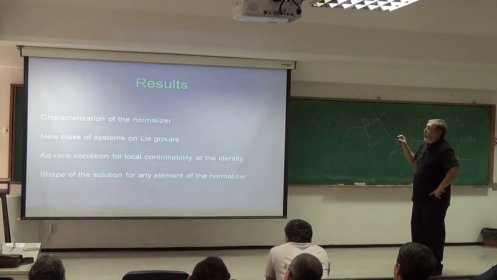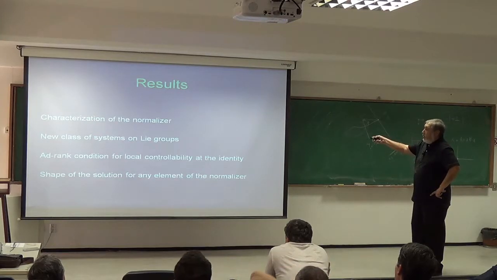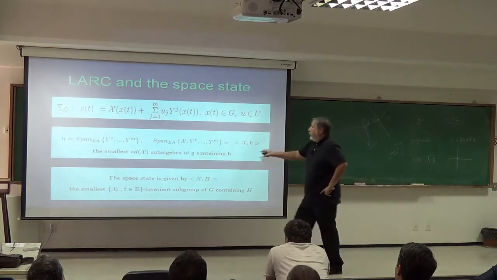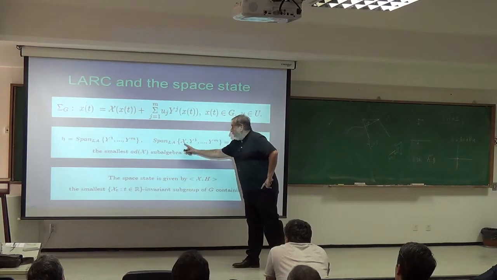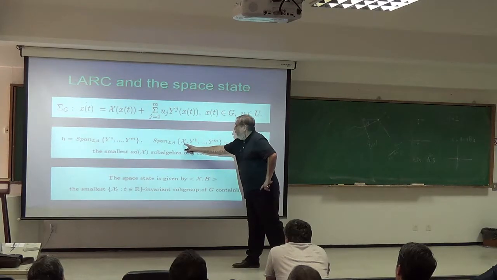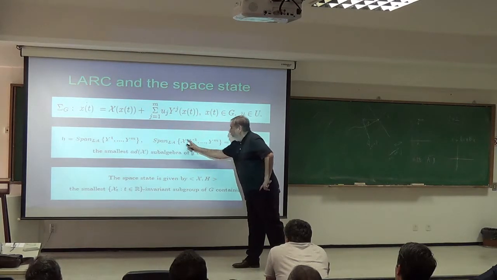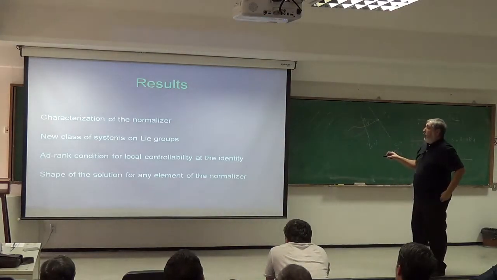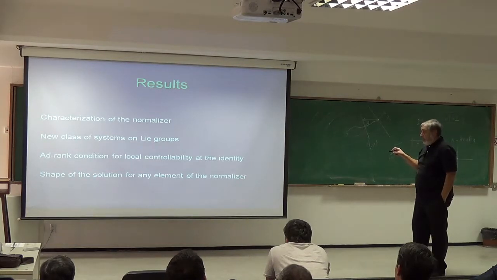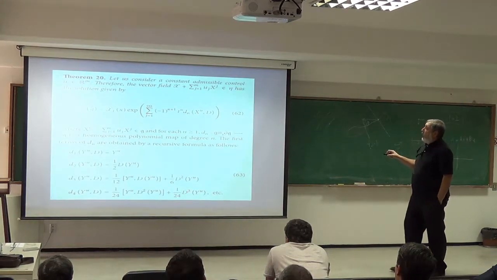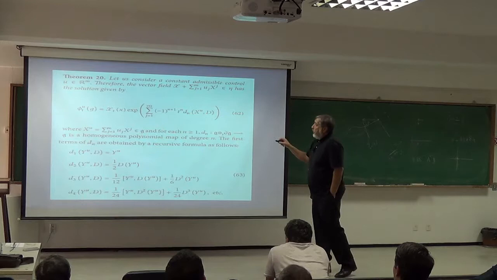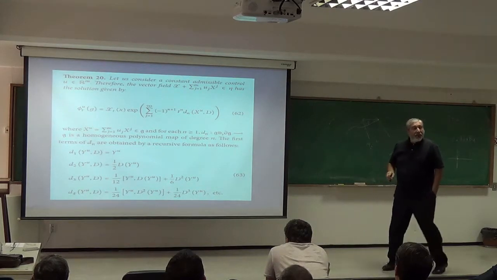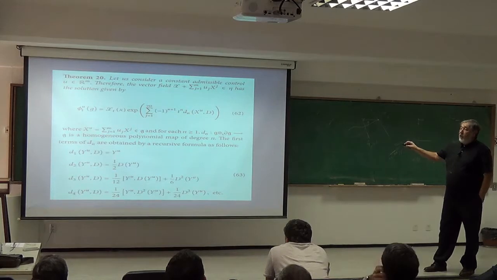Well, with Professor Tirado, we characterize the normalizer. We define this new class of systems. We prove that the rank condition means you drop the Lie algebra. You just take this and take the vector, the adjoint, but you don't consider the Lie algebra. This is stronger. And then you can prove that you have local controllability at the identity. That's it. And we show the shape of the solution of any element in the normalizer. You see here it is very similar to the expression on Rn, but not an integral, but a series.